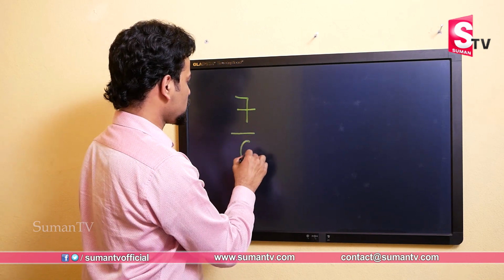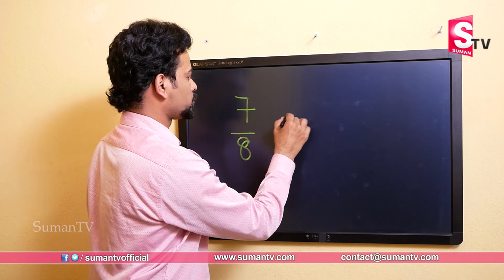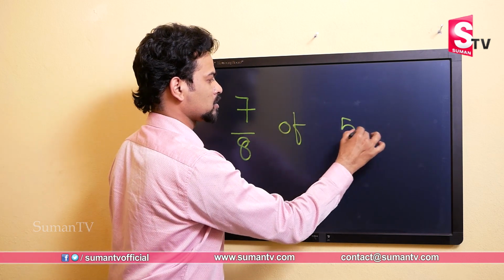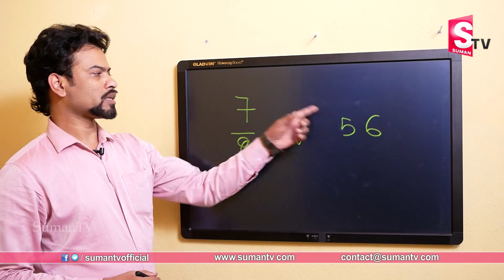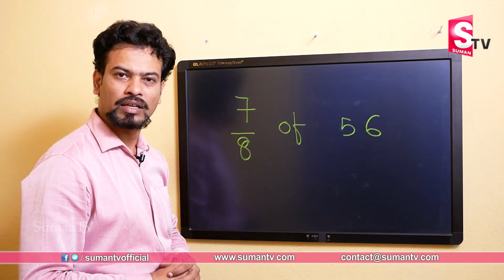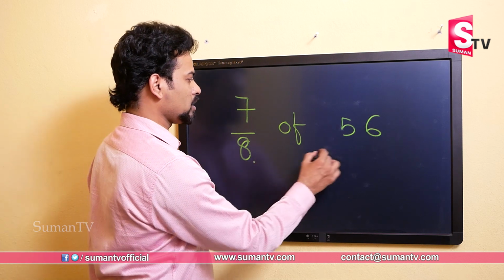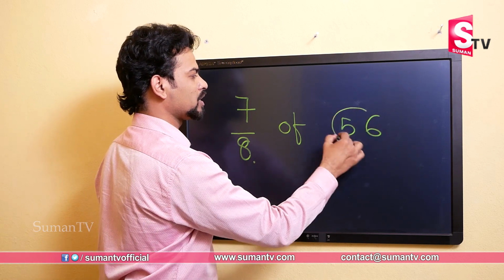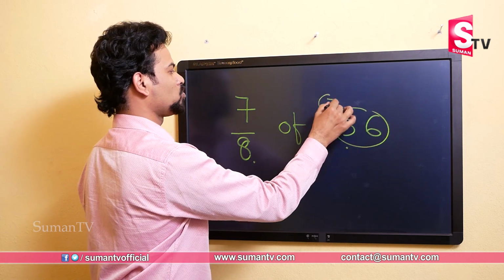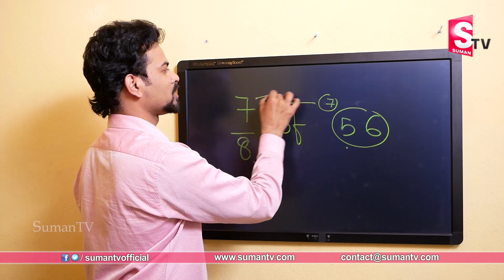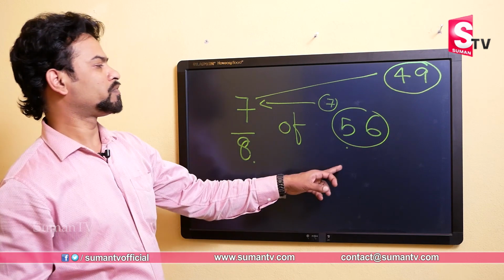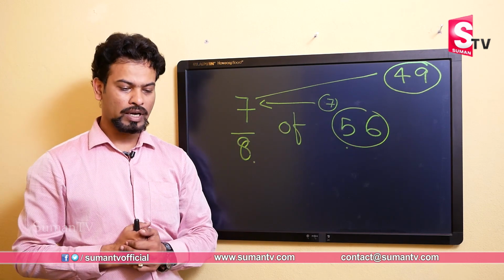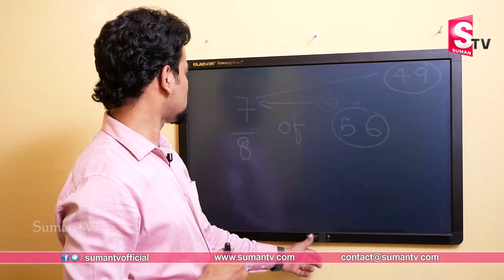7 by 8 of 56. So without using these arrows, we will try to find the final answer. So 8 sevens are 56. So this 7 you multiply with this 7, 7 sevens are 49. So 7 by 8 of 56 is equal to 49. Let's do one more example.